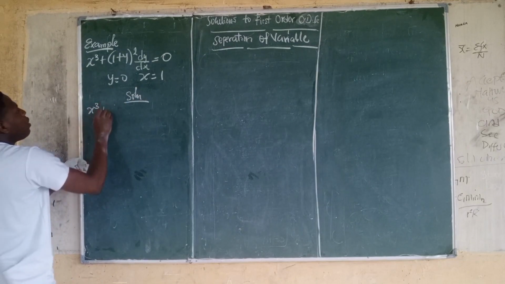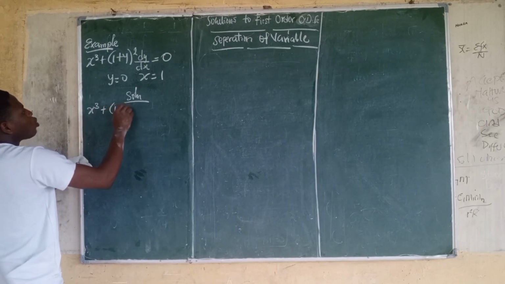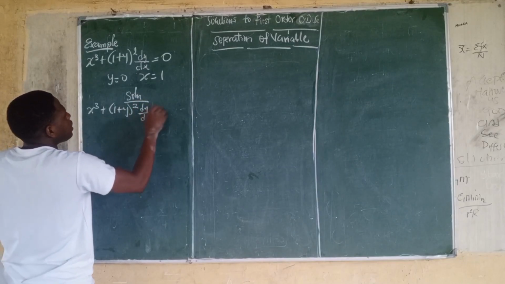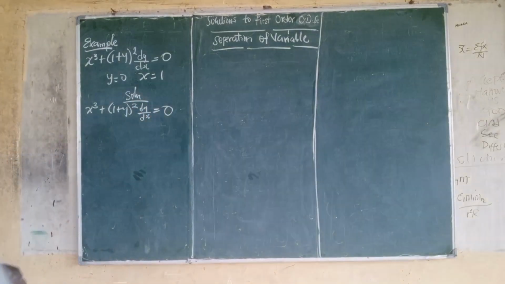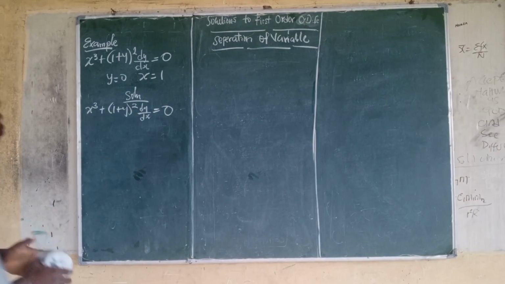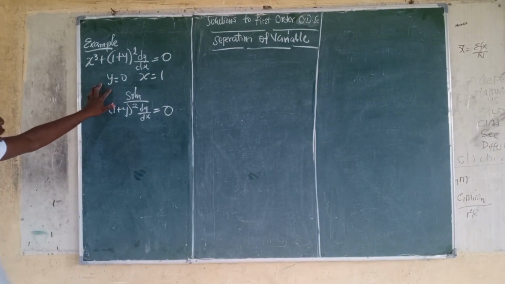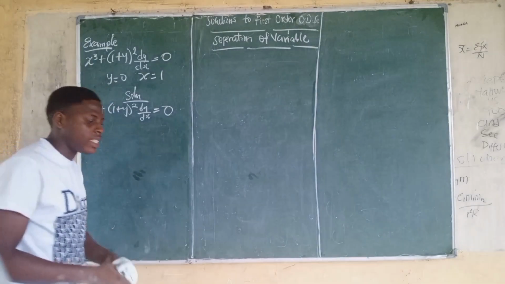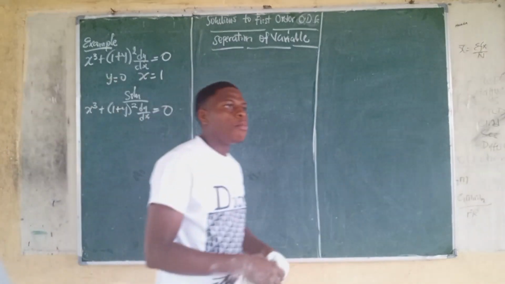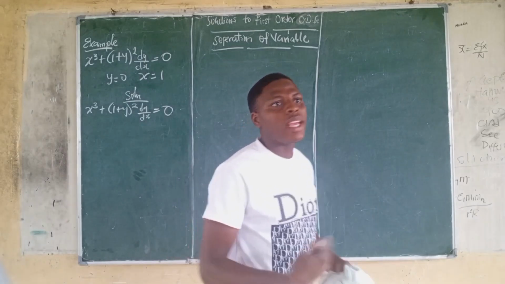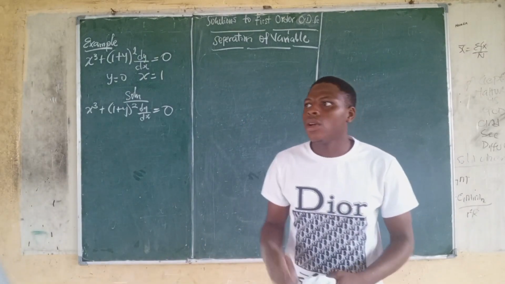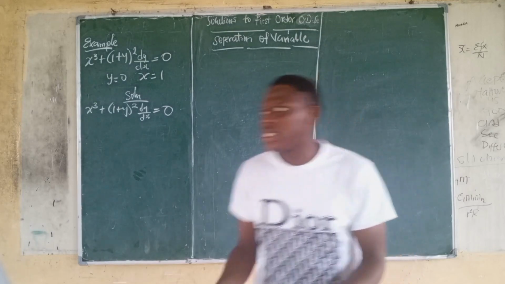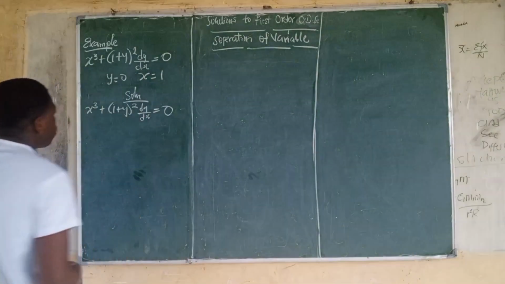x raised to the power of 3 plus (1 plus y) squared dy over dx, and this is equal to 0. Note that in this question, they gave you boundary conditions, where they said y is equal to 0 and x is equal to 1. From our previous class, we know that when we are given boundary conditions, we are asked to find the constant, which is C.